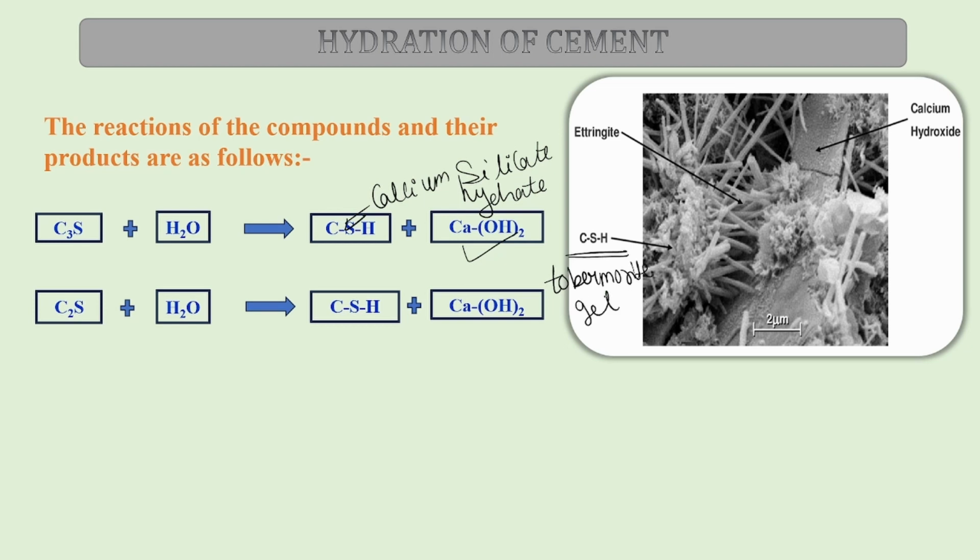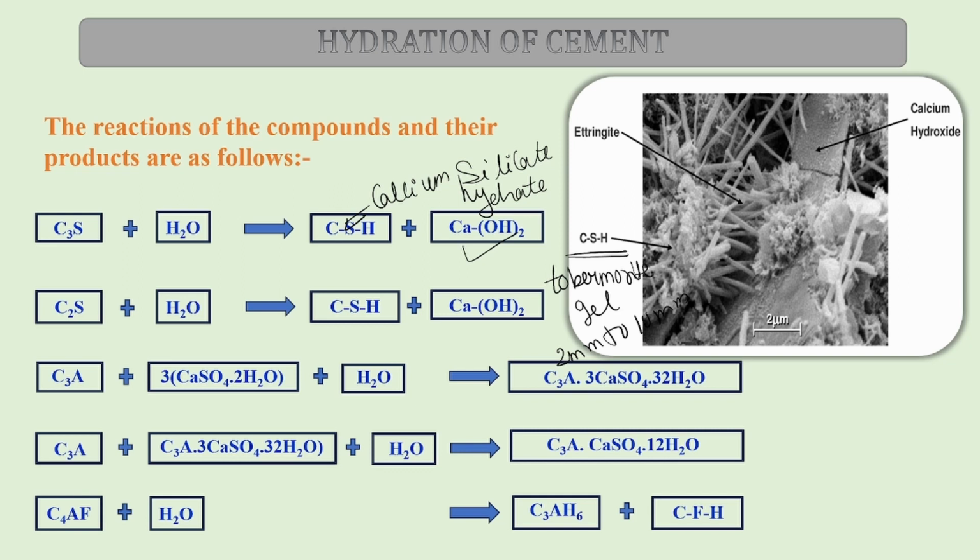Now, these crystals are actually very small and fibrous. You can see the picture, and it varies from 2 mm to 10 mm. Now, this is what is responsible for the strength gain in the cement. A fully hydrated Portland cement paste contains a CSH phase that accounts for about 50 to 60% of the solid content.